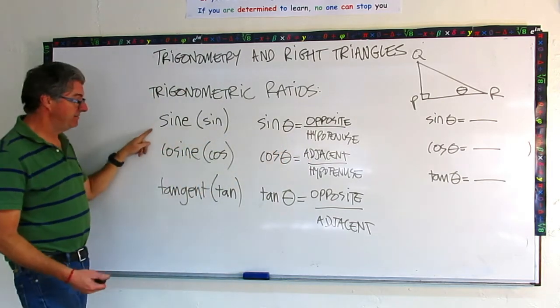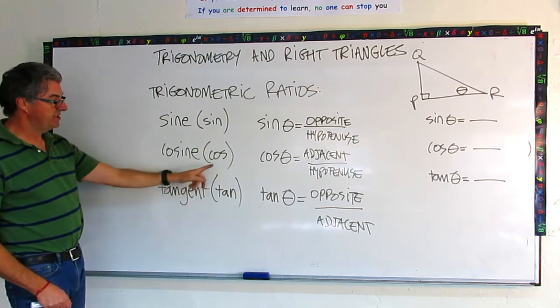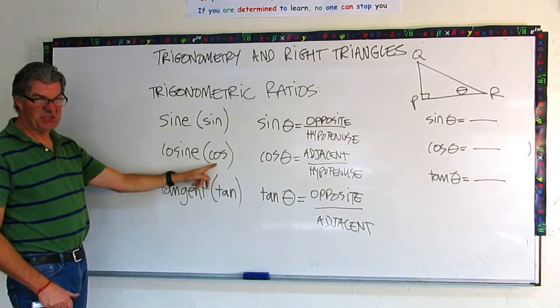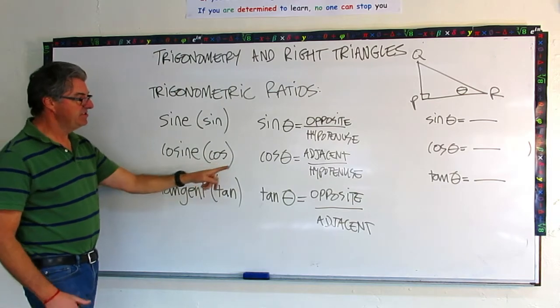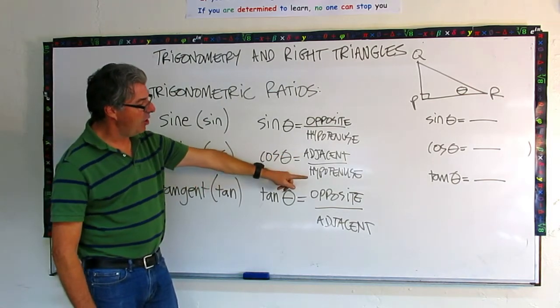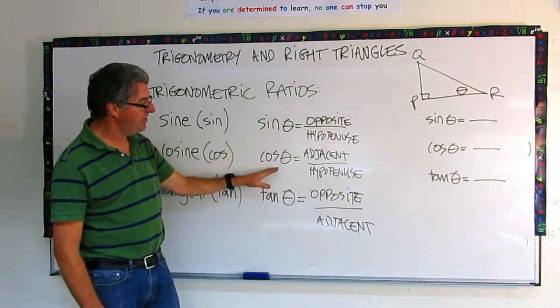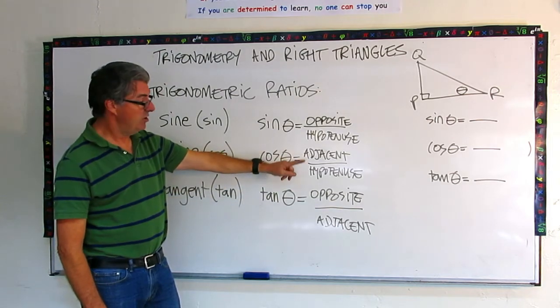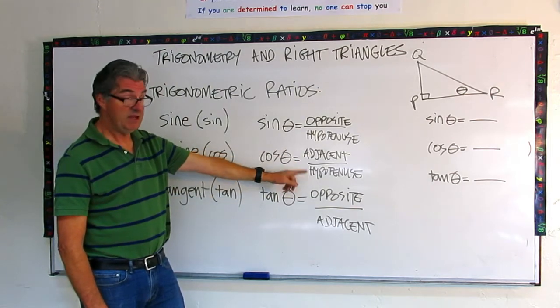That's sine. Cosine, which is abbreviated cos, but we say cosine, is defined as adjacent over hypotenuse. So cosine theta equals the adjacent side over the hypotenuse. Okay? Third one.